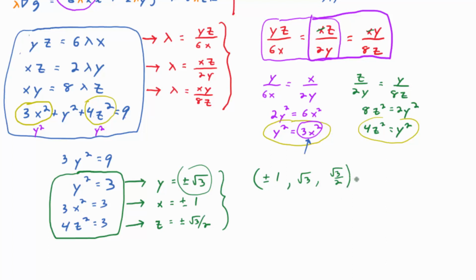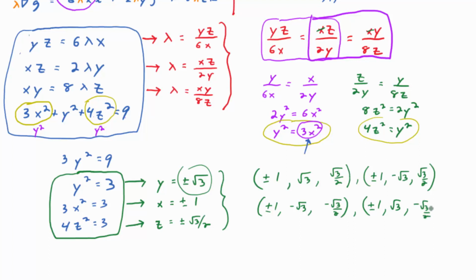So there's 2 points right there. And then plus or minus 1. Let's go with negative root 3 and positive root 3 over 2. There's 2 more. That's 4, right? And then what else? Plus or minus 1, negative root 3, negative root 3 over 2. That's 6. And then what's the one or the 2 I forgot? Plus or minus 1, root 3, and then negative root 3 over 2. So there's all 8 of them. Would you buy that?